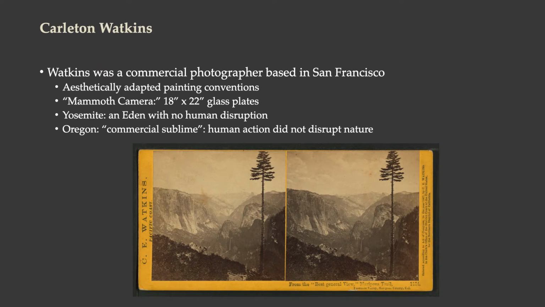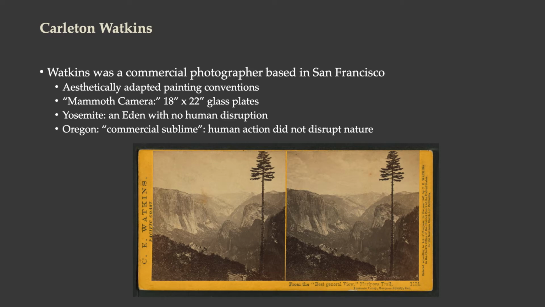Now let's take some time to look at the work of Carleton Watkins. Carleton Watkins was a commercial photographer. His studio was based in San Francisco. That's where he worked out of. He's known for aesthetically adapting the conventions of landscape painting as it was popular among American audiences of his time.